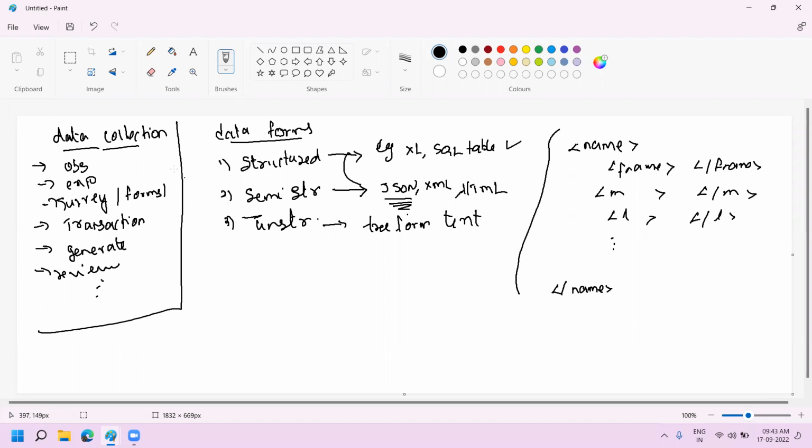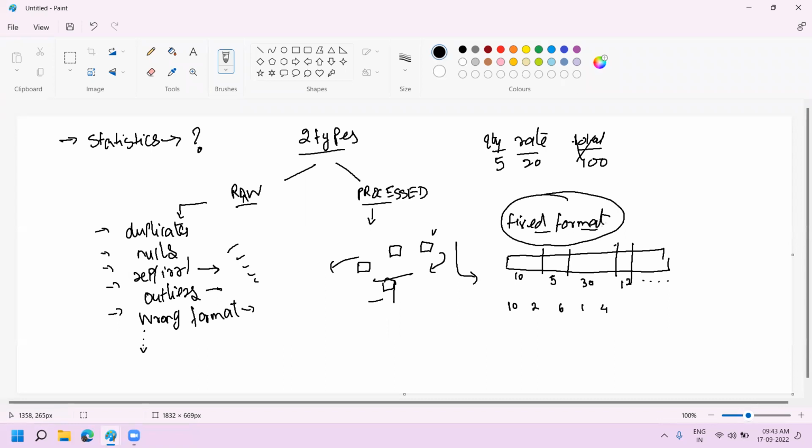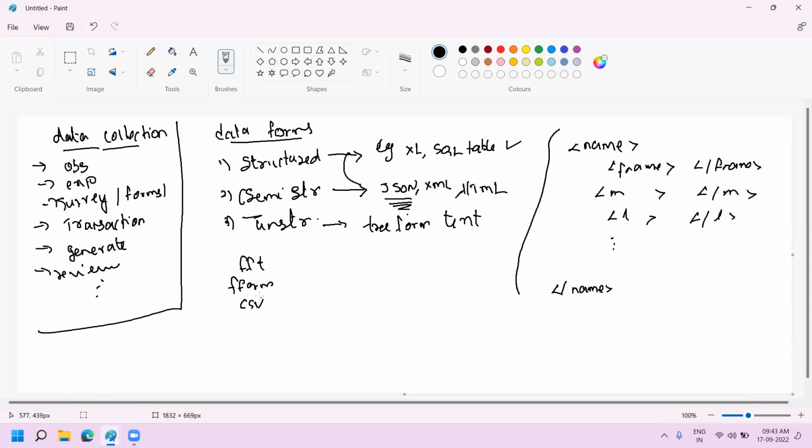Now what is a text file then? A text file can include free form text. It can also include the fixed form, which I gave as an example here. The fixed form text is also a text file, usually a .txt file. CSV is also a text file. Even though the extension is CSV, it is also part of the text file format, and any other delimited file.